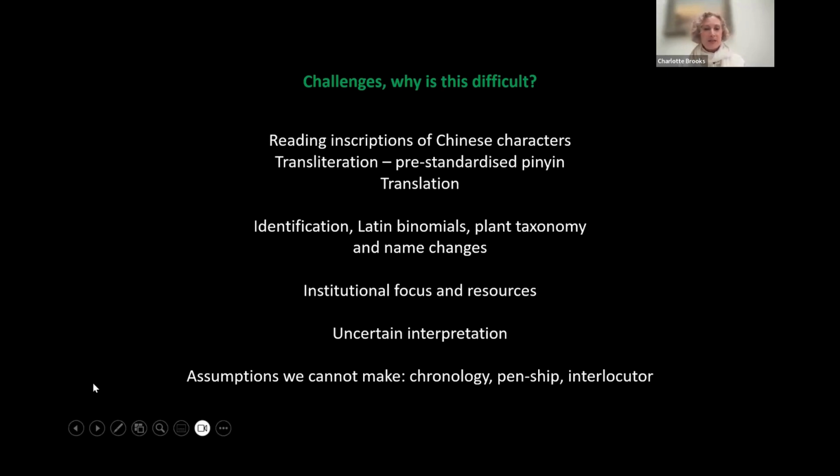And finally, the assumptions we can't make is a chronology. We don't know who necessarily wrote all of this information. There's further work to be done on that. And we don't necessarily know who the interlocutors were, who was offering the Chinese plant names, who was then documenting them, and who was reading them. But all of this, I think, is going to keep me preoccupied for the next few years as I try and work out some of these connections.